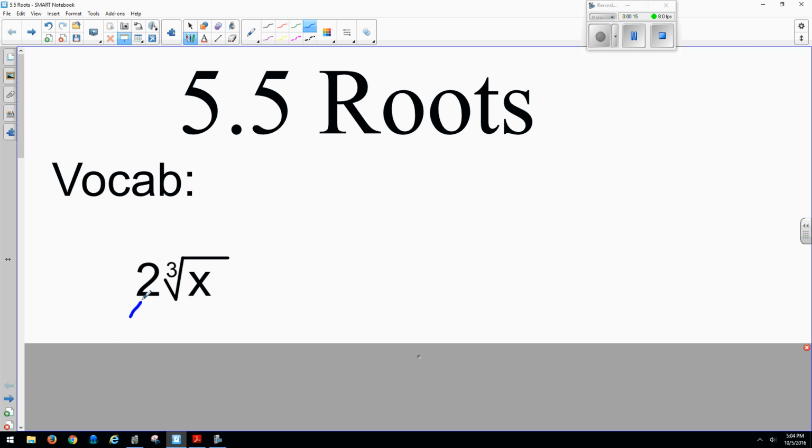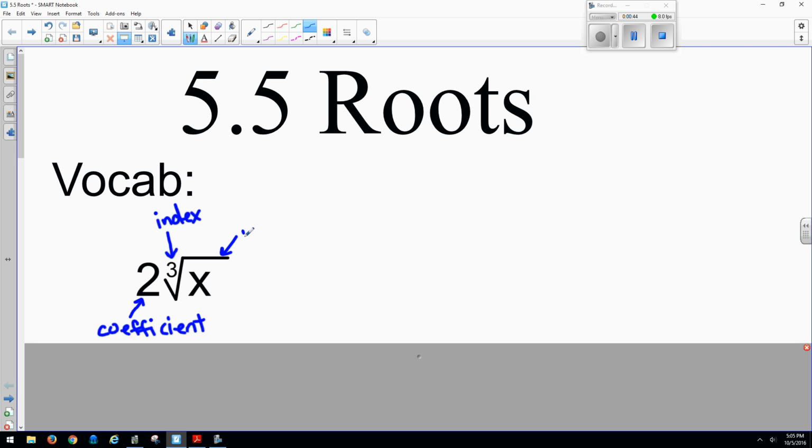This number right in front is just like a number in front of a variable. So that's a coefficient. This little number here is called an index. That number tells you what root to take. If you don't see an index, it's implied to be 2. So you'd be taking the square root of something.